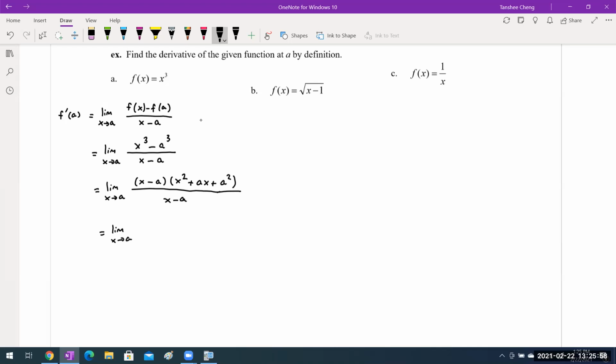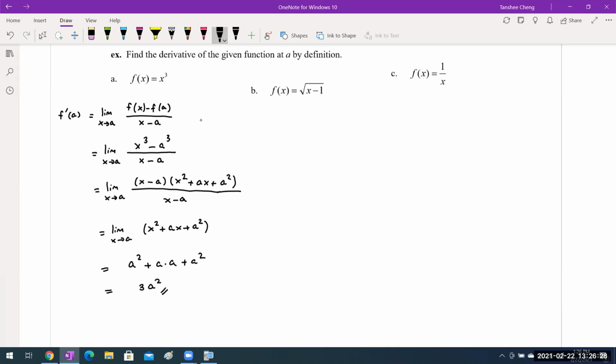Because when I substitute a, it's not part of the domain of the rational function we're looking at. So this will become x squared plus ax plus a squared. And now direct substitution is applicable, so it'll be a squared plus a times a plus a squared. So basically we are adding a squared 3 times, so it'll be 3a squared, which is my final answer for this.